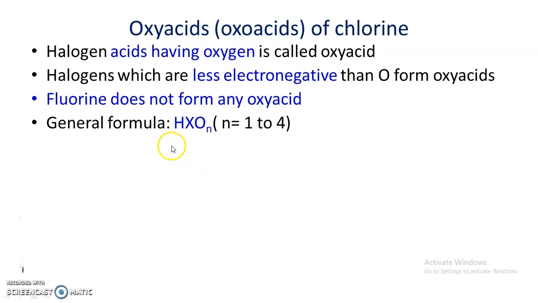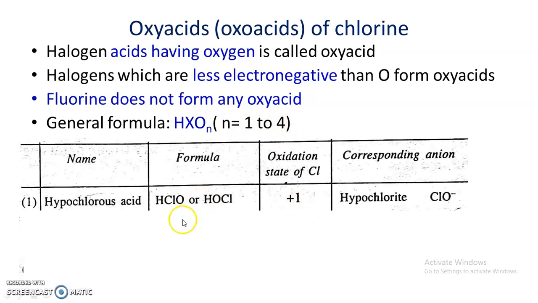The general formula for the oxyacids is HXOn, where X is a halogen atom, preferably chlorine, bromine and iodine, and n is a number that ranges from 1 to 4. It can be 1, 2, 3, 4. There are 4 types of oxyacids of chlorine. Hypochlorous acid. In hypochlorous acid, the oxidation state of chlorine is +1.